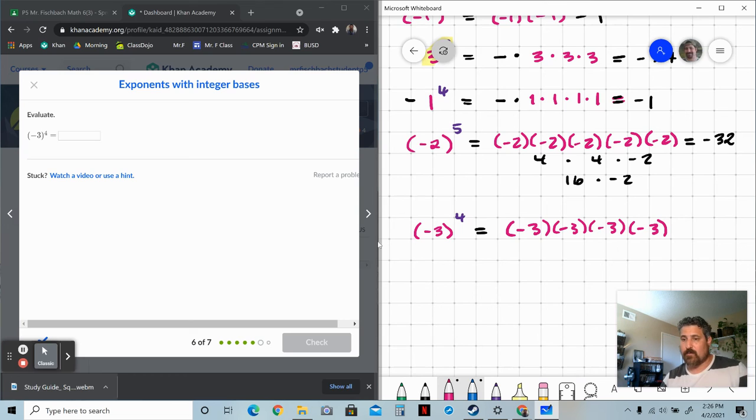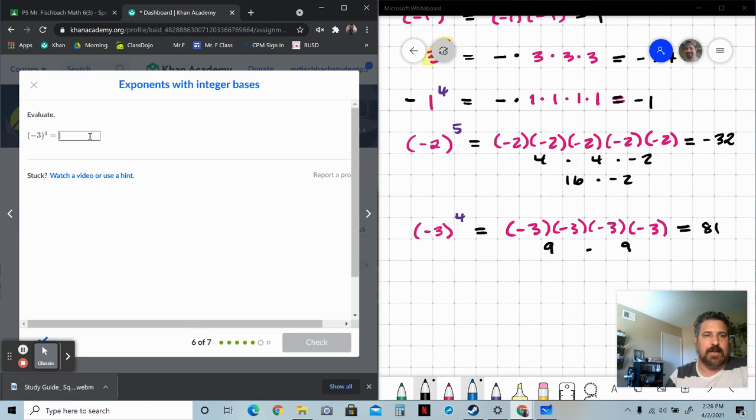If you have an even number of negative factors, you get a positive answer. If you have an odd number of negative factors, you get a negative answer. And so this is going to be a positive answer. And what is that? It's going to be 9 times 9, which is what? 81. Okay? So this is going to be positive 81.